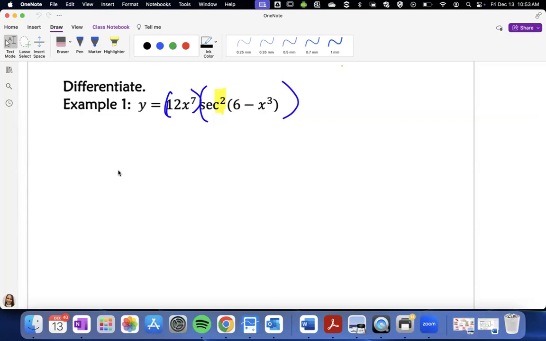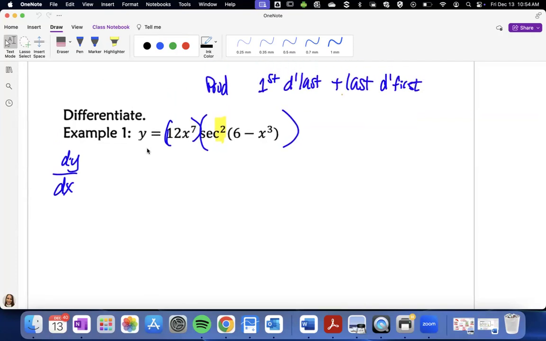Let's do it. We got it. Okay, let's do dy over dx. It's been a while since we said dy over dx. Product rule is first d last plus last d first. So first, 12x squared, 12x to the 7th times the derivative of the last. I'm going to rewrite this quick: secant of 6 minus x cubed quantity squared. I'm just going to rewrite it for my benefit.